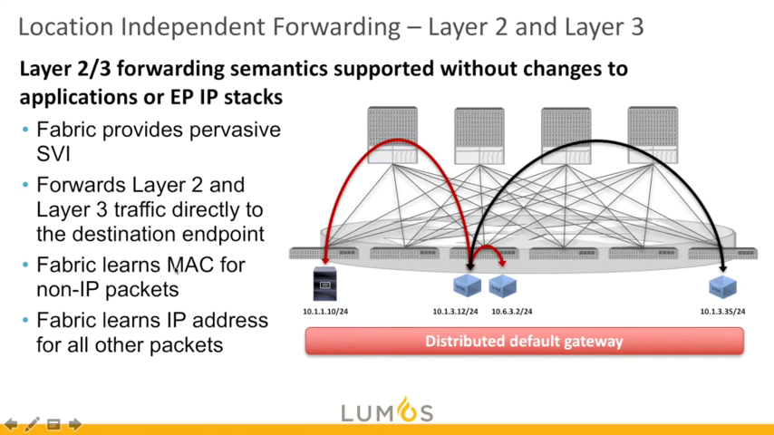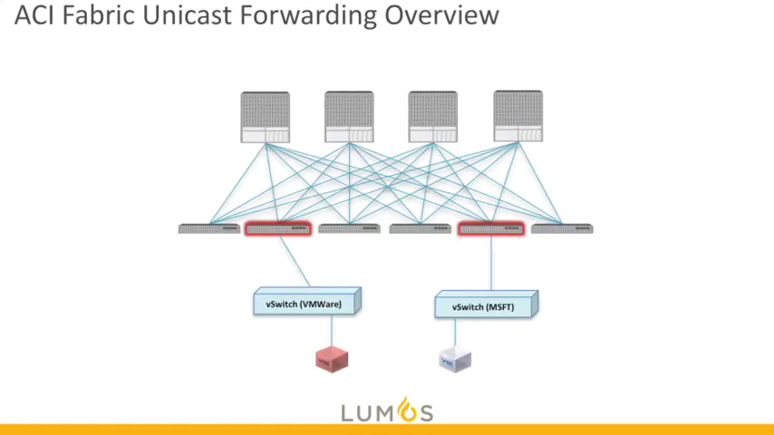The Fabric learns a MAC for non-IP packets, or for not doing unicast routing, and then we learn IP addresses for all their packets. So we can learn either one. All right, let's do a little packet walk between these two virtual machines here.